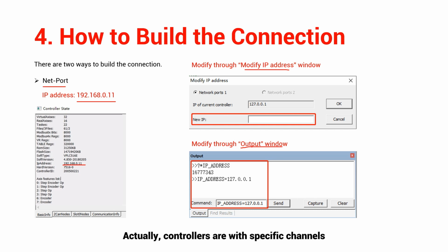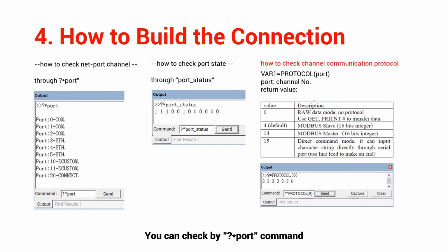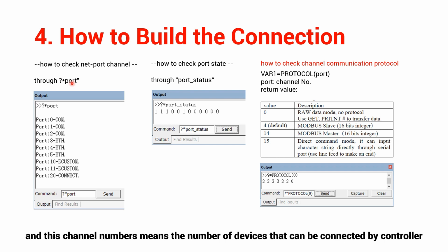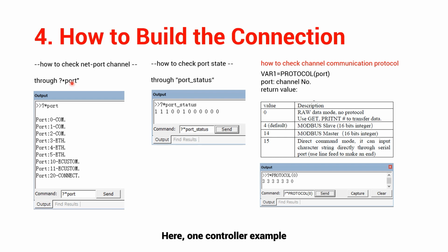Actually, controllers have specific channels. You can check them with the *port command. And the channel numbers mean the number of devices that can be connected by the controller. Here is one controller example. 0 to 2 are serial ports. 3 to 5 are Ethernet ports. 10 to 11 are custom Ethernet ports. 20 is the controller interconnection port.